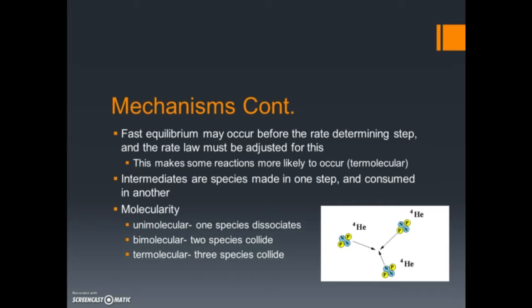Intermediates are species made in one step and consumed in another step, as I showed on the last slide. And molecularity shows how many species are reacting. A unimolecular reaction is where one species dissociates. A bimolecular reaction is where two species collide. And a termolecular reaction, which is very unlikely, is where three species collide at once, properly oriented and with enough energy. In the bottom right picture, you can see that three helium atoms are coming together in a termolecular reaction, which is very unlikely.